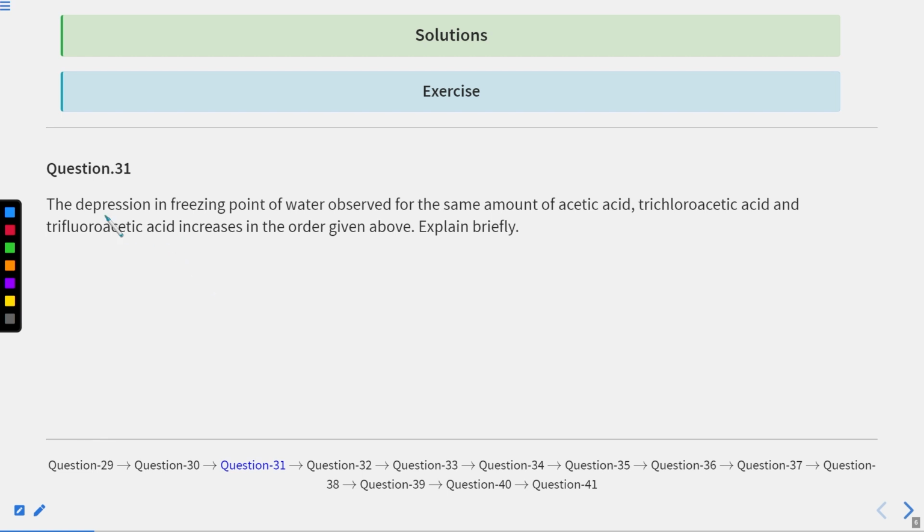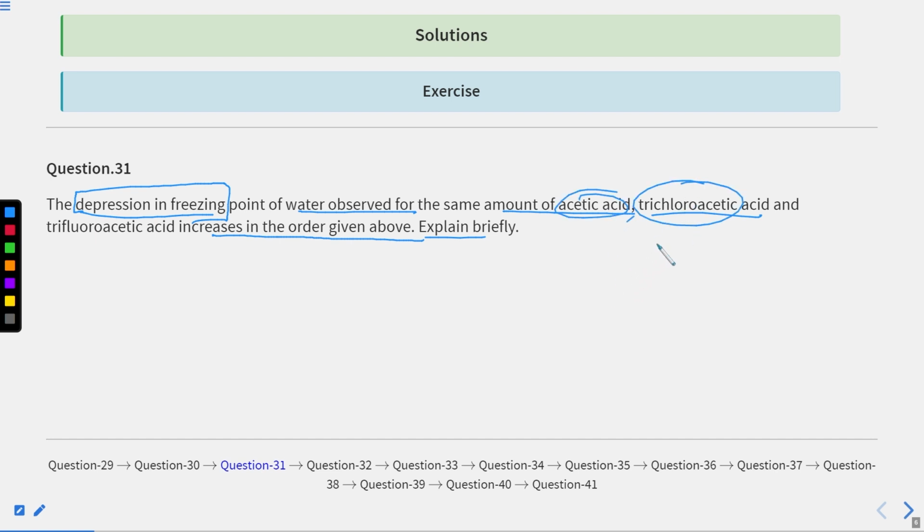Next is the depression in freezing point of water observed for the same amount of acetic acid, trichloroacetic acid, and trifluoroacetic acid, given in the order. Explain briefly. So which would give the more depression in freezing point? The one which is less volatile will give more depression. So we have to see which is giving more depression in freezing point. Okay, so the one with less volatility will be giving more depression.